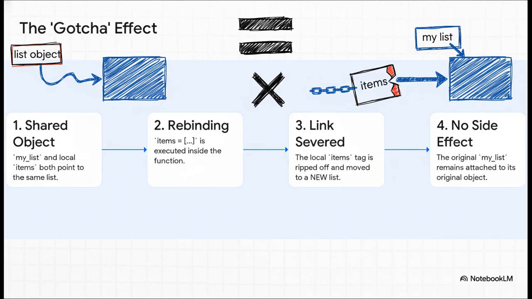The moment you use equals on that local items variable, you're telling Python, hey, rip this sticky note off whatever it's on right now and stick it onto this brand new list I just made. The link to the original object is completely broken. And your original mylist? It's totally unaffected, still pointing happily to its original data.